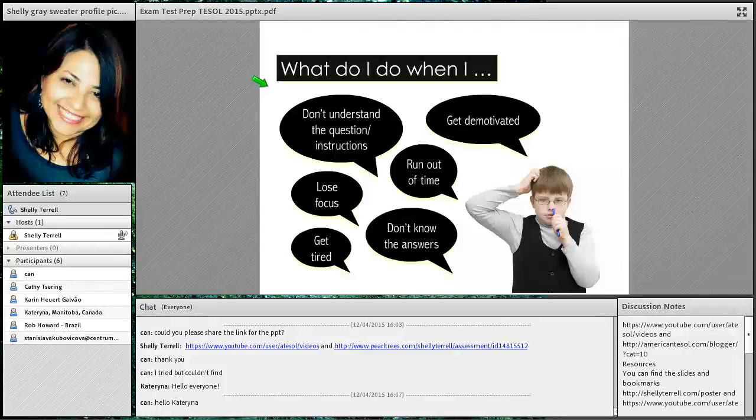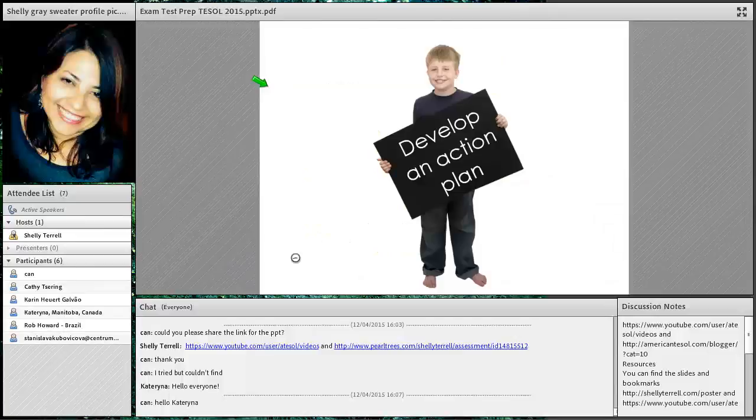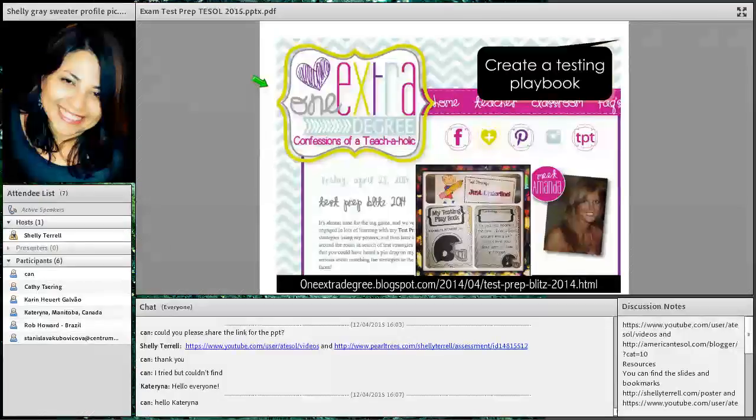What should they do when they run out of time? Because if they run out of time in a certain section, you don't want them to get demotivated. So you want them to still focus for the next section. So how are they going to deal with that? How are they going to deal when they're losing focus, when they get bored or they get tired, or when they just don't know the answer? And so, what kind of action plan can we help them develop?